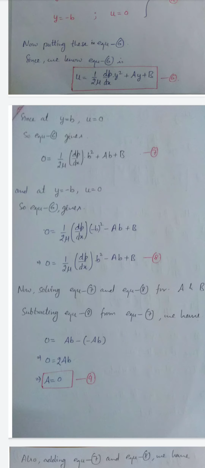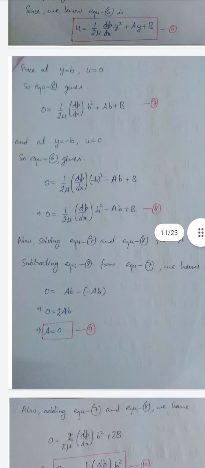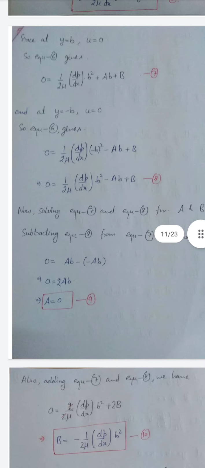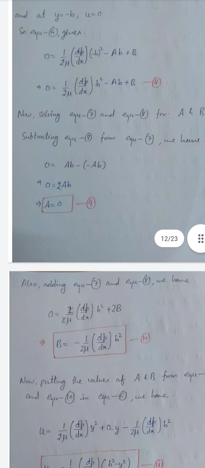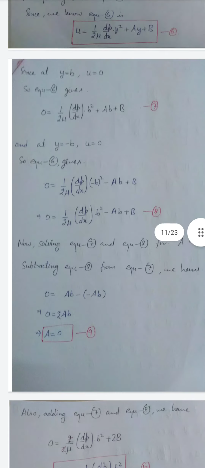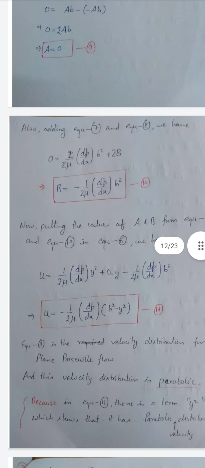Equations 7 and 8 we will solve for a. Okay, we will solve, subtract one from the other, then we get the value of a. Or else we add, then we get the value of b. Whatever, here we have got a is equal to 0 and b is equal to minus 1 upon 2 mu dp by dx b square. Now substituting these values a and b, equations 9 and 10, in which equation? In 6. Which is that equation? Yes, it is 6, we put it in.